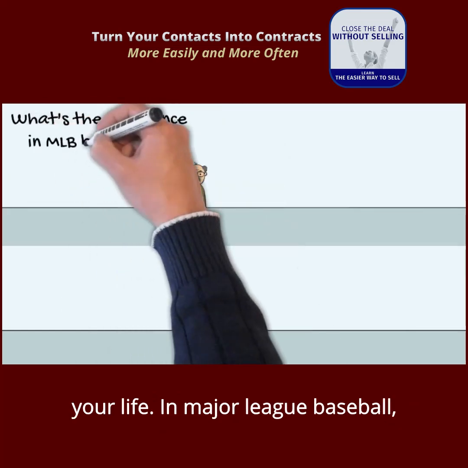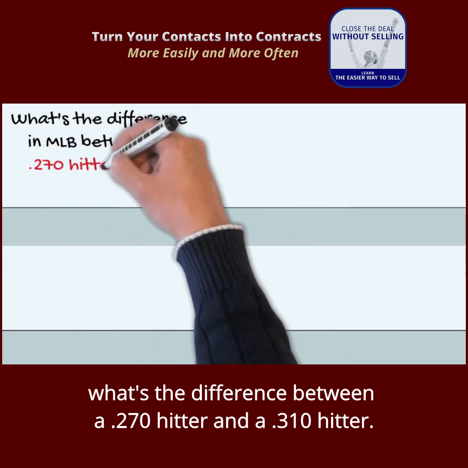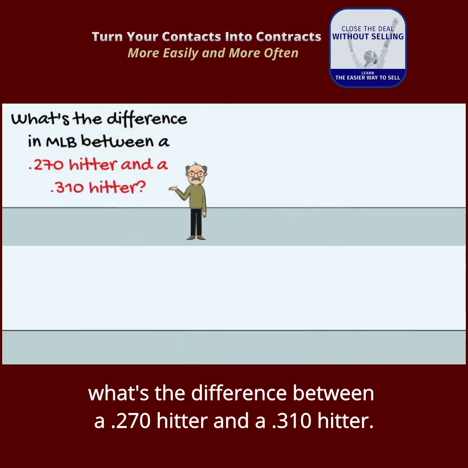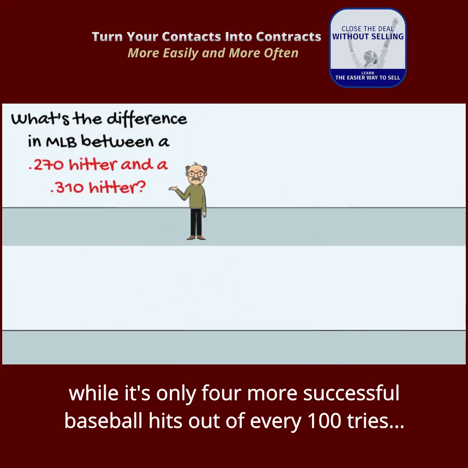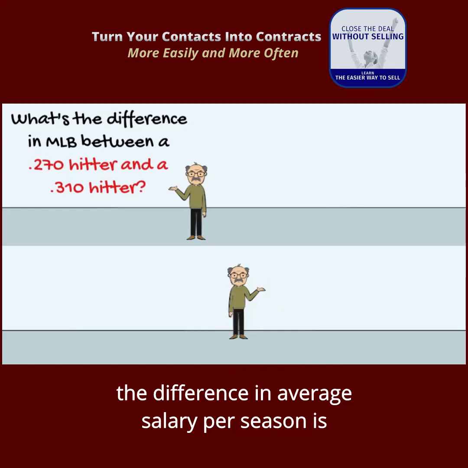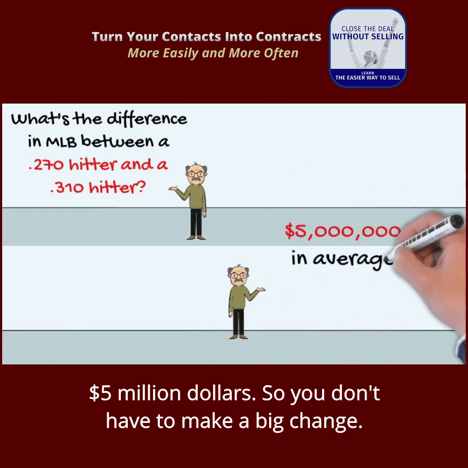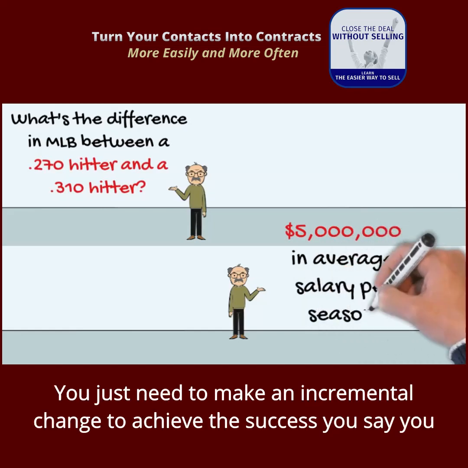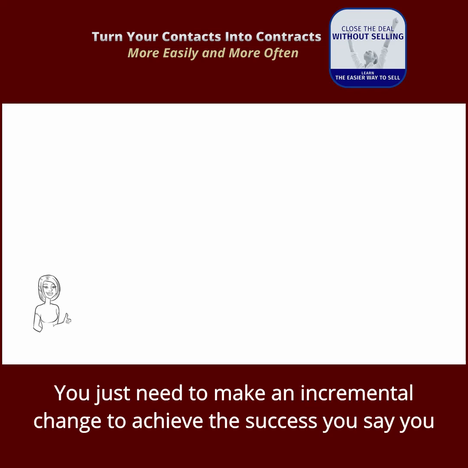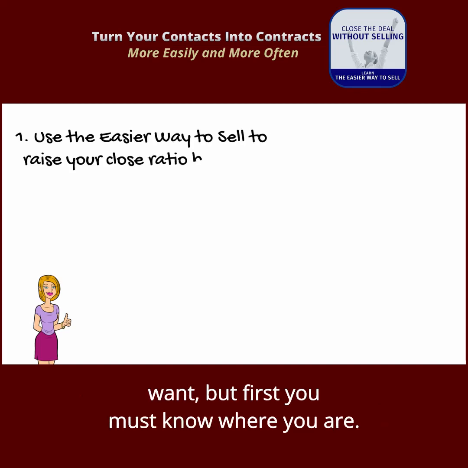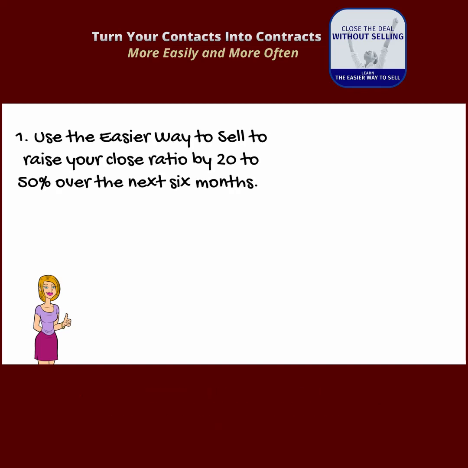In Major League Baseball, what's the difference between a .270 hitter and a .310 hitter? Now, while it's only 4 more successful baseball hits out of every 100 tries, the difference in average salary per season is $5 million. So, you don't have to make a big change, you just need to make an incremental change to achieve the success you say you want. But first, you must know where you are.